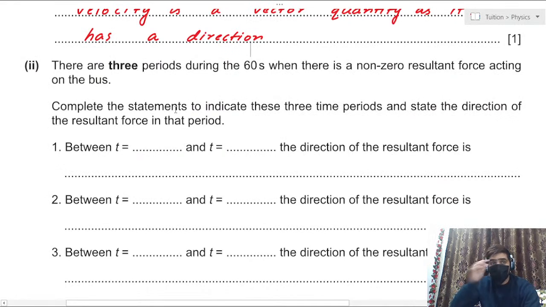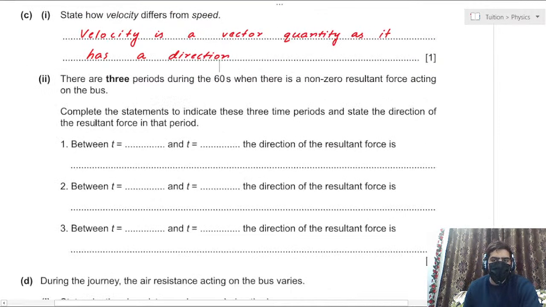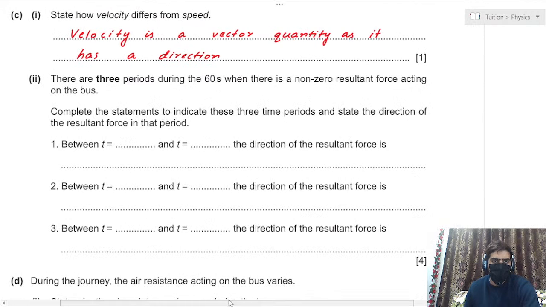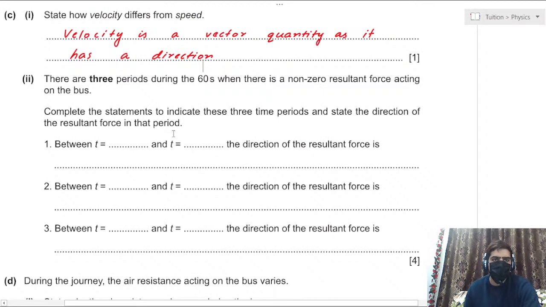Over to the next one, there are 3 periods during the 60 seconds where there is a non-zero resultant force acting on the bus. Complete the statements to indicate these three periods and state the direction of the resultant force in that period.